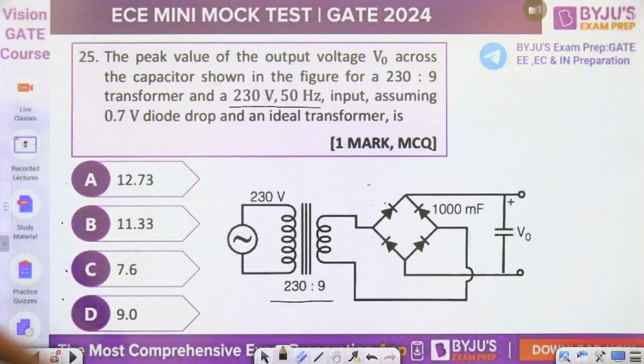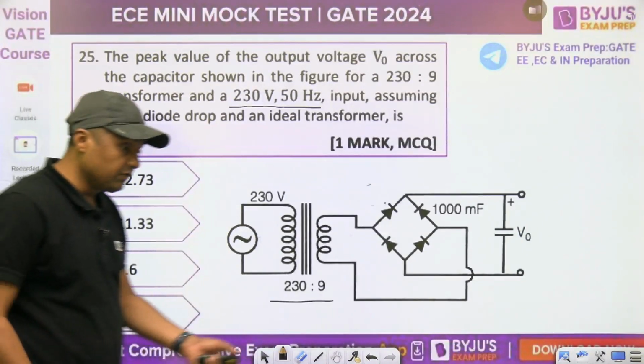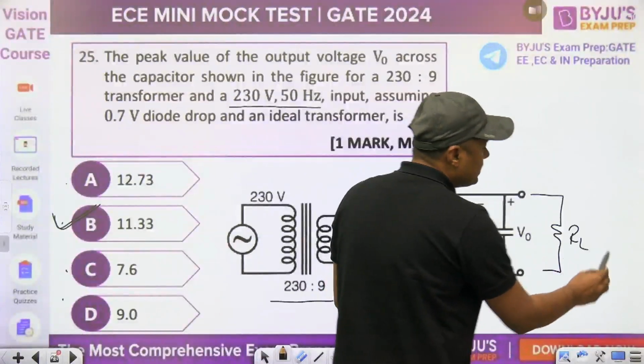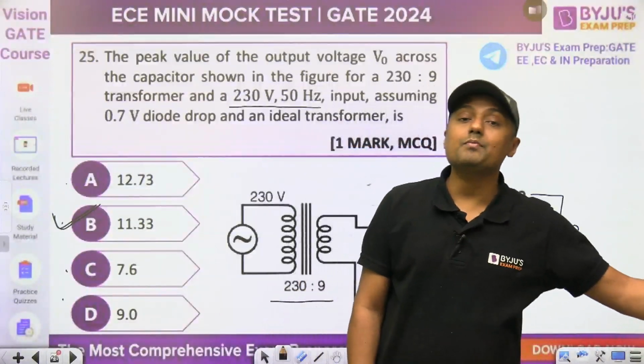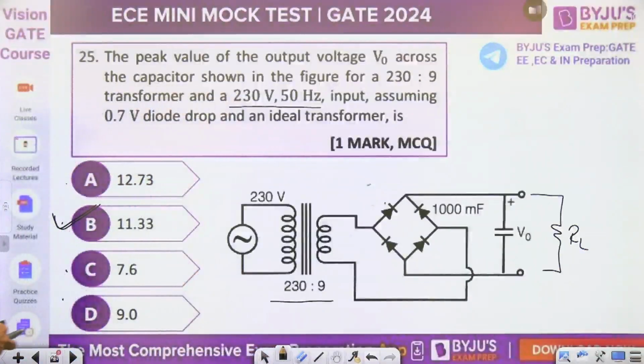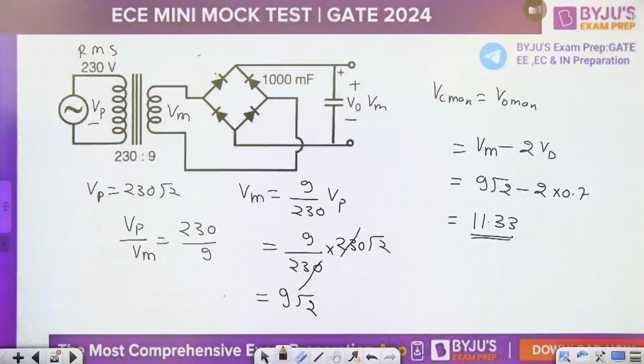A number of students are giving that answer, but this is wrong, this is correct, because these are practical diodes. And in the capacitor filter, no RL is connected. If no RL is connected, the capacitor will charge up to the maximum possible value. Then that is the answer.